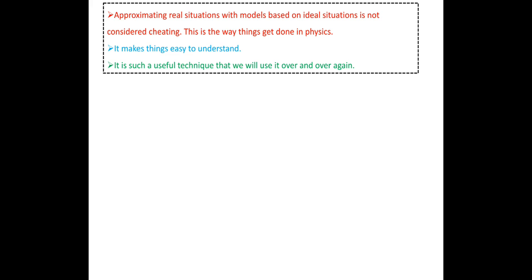approximating real situations with a model based on ideal situation is a good way to understand concept. It will make things easy for you, logical, and this technique you can use again and again. It will make things easy to understand. This is an important thing. That's why we are using these equations of motion. I mean, you can use this equation of motion in any such situations.